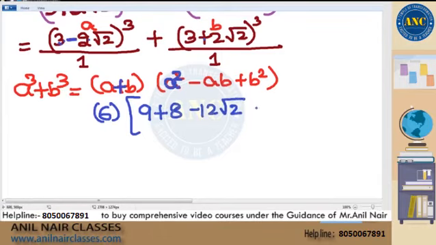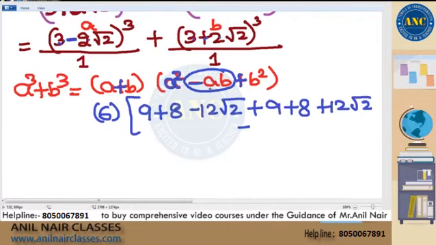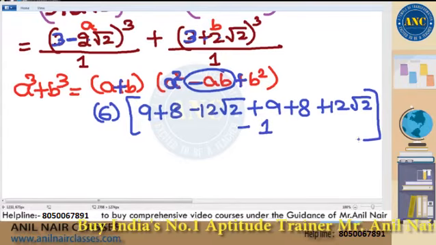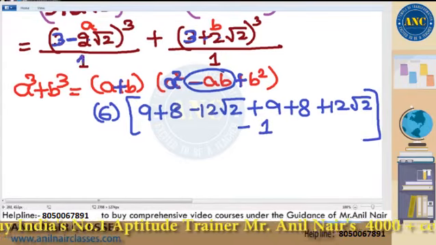Minus 12 root 2. Similarly, forget about minus ab, this I will come to the last point. B square, 3 plus 2 root 2 whole square, it is again 9 plus 8 plus 12 root 2, minus AB. A is 3 minus 2 root 2, B is 3 plus 2 root 2. Product is nothing but 1, right? Product is 1, which I already discussed in the denominator case here.